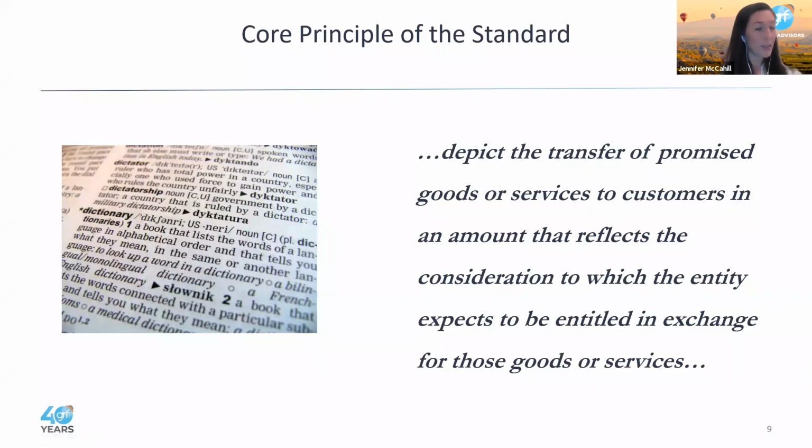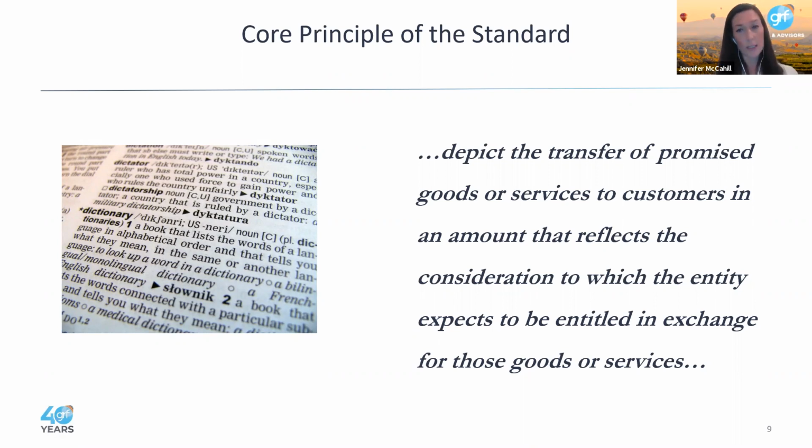So moving on, this quote, the core principle of the standard, tries to summarize what is hundreds of pages in guidance. But ultimately, Topic 606 tries to depict that transfer of what you've promised as a good or service in an amount that reflects the consideration you would receive.